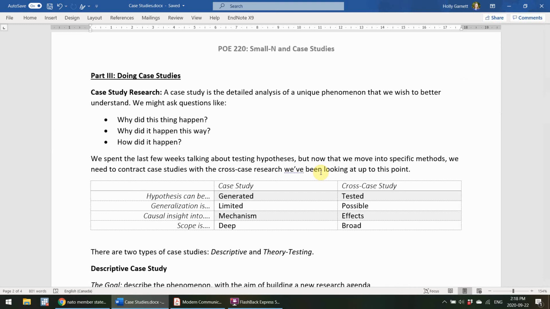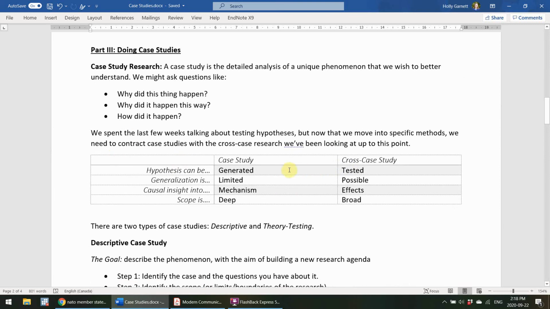We spent a lot of time over the last few weeks on testing hypotheses, and we're going to get back to that. But just for today, we're looking at case studies in the sense of a single case study as opposed to the cross-case research that we've been looking at to this point. So here's a chart that explains the difference between single case studies and cross-case studies.